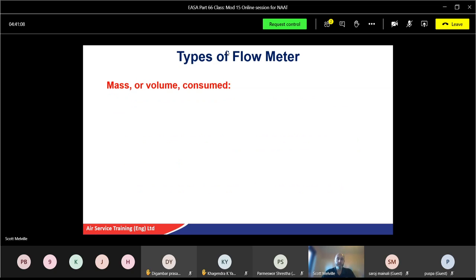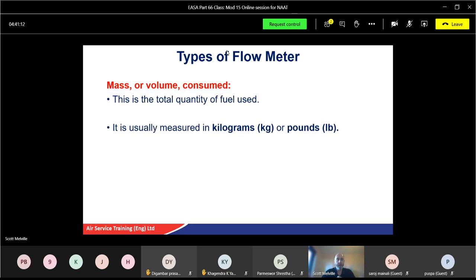Mass or volume consumed. This is the total quantity of fuel used. Again, measured in kilograms or pounds. Older meters might still be calibrated in gallons or litres possibly. Okay, so just be aware of that. But again, new ones tend to be kilograms or pounds.